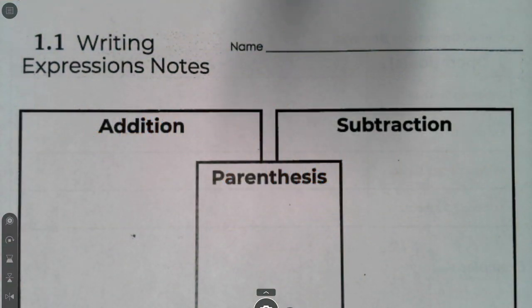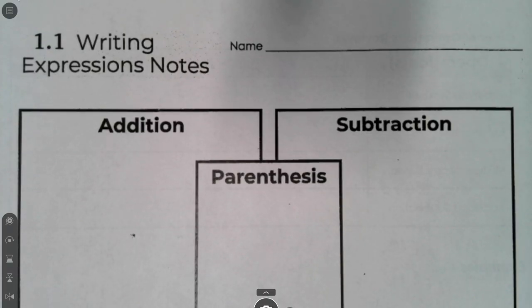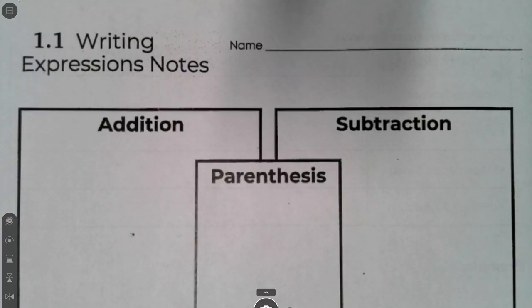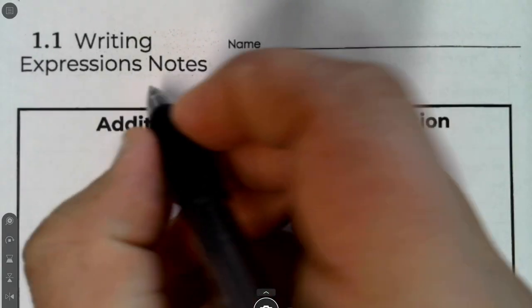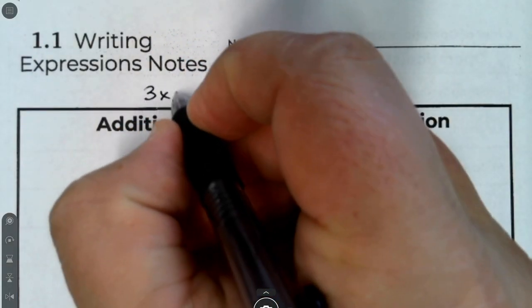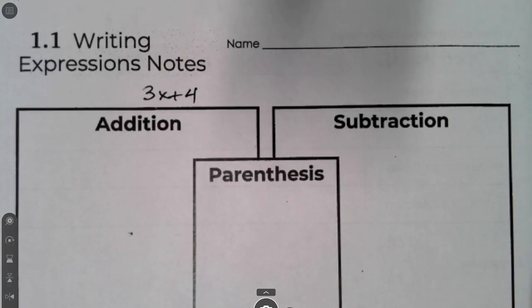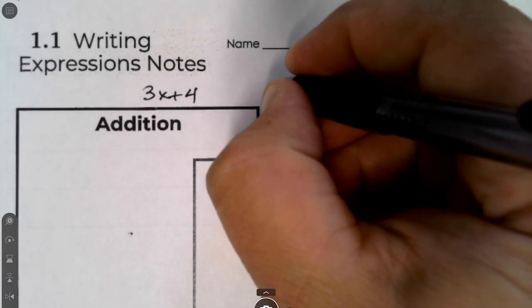Chapter 1, Section 1 in Pre-Algebra, Writing Expressions. So the goal for this part of the notes is to help us know what words associate with addition, subtraction, multiplication, division, etc. Because what we're going to be doing is transferring things from algebraic expressions, that'd be something like this, to verbal or written expressions, something like this.